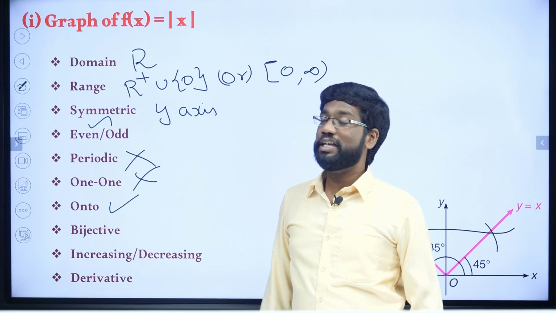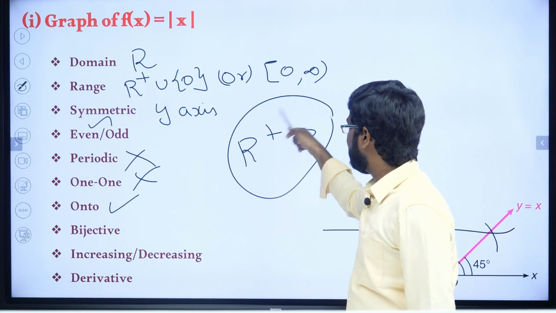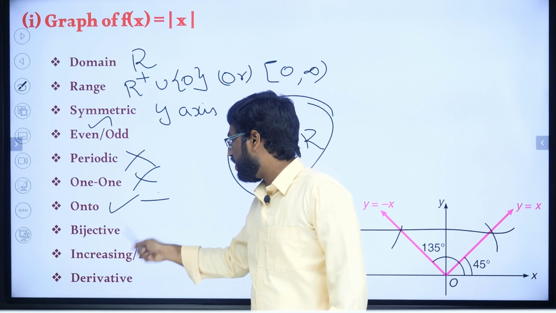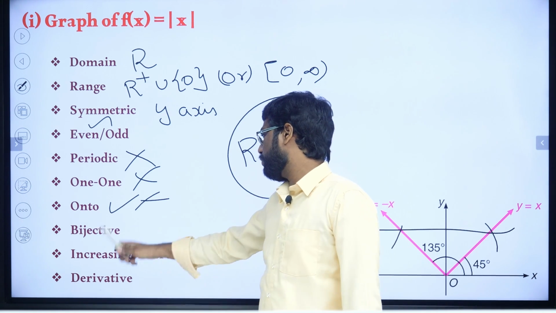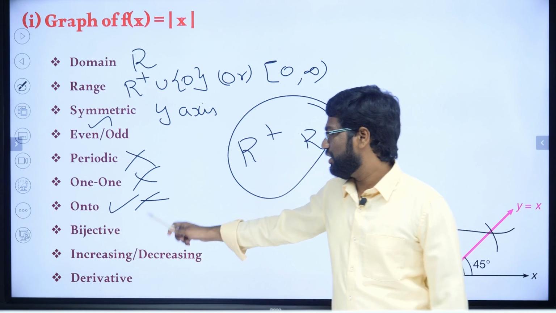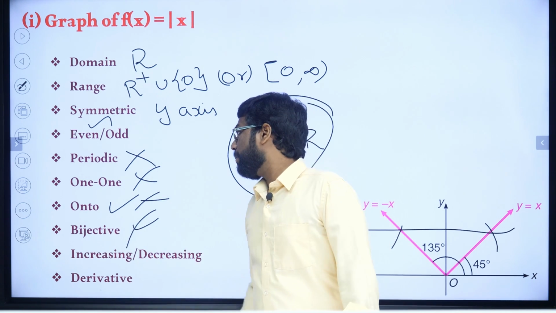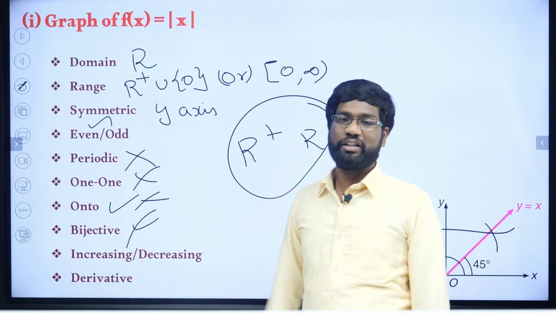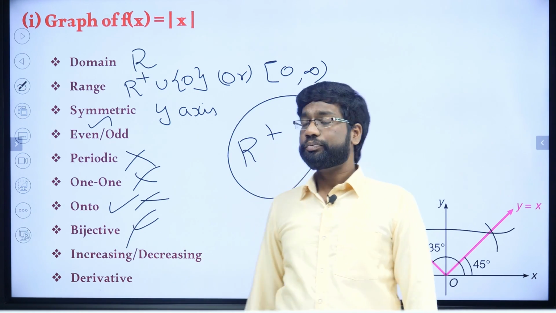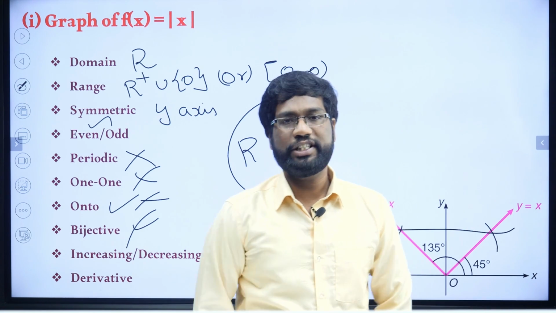If maybe I take R plus or R minus like that, then my function is not onto. Then bijective, my dear students, whatever it is, it won't be bijective whether it is onto or not, because one-to-one strictly no. One-to-one never comes. Then increasing, decreasing, interval wise it will change, my dear students.